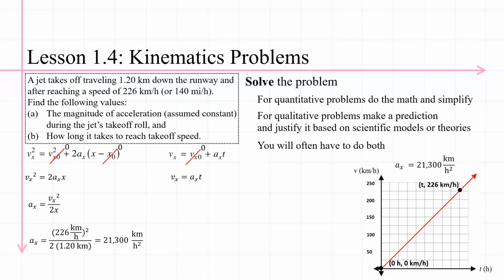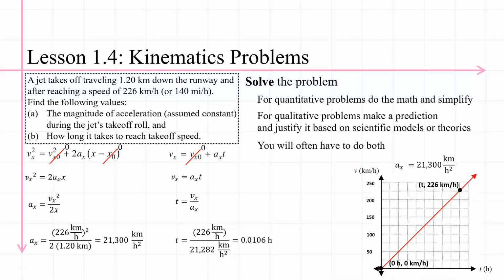Well, that makes this equation very easy. Vx equals at, and then I know a, I know v, I'm solving for t. I'm going to get t on a side by itself. That's vx over ax. And then I'm just going to plug in the values I know for the velocity and the acceleration. And then it's as simple as dividing those two values to solve.